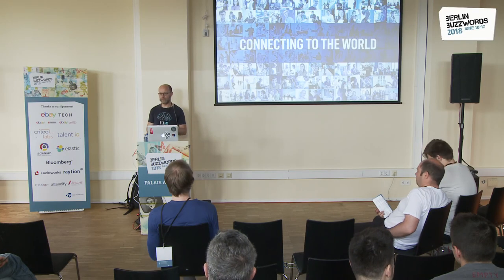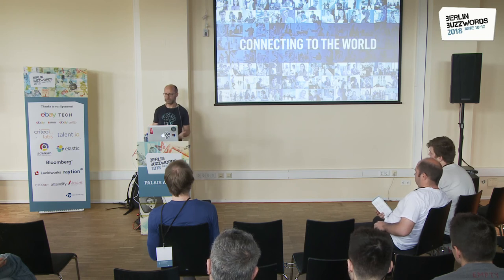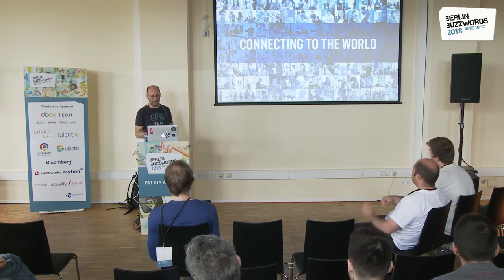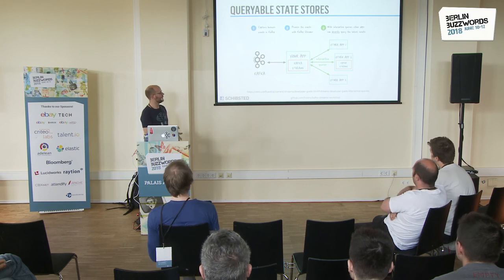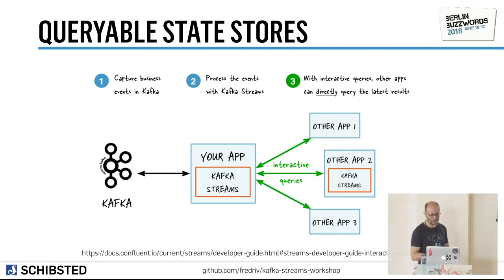Okay, all right, so we have the state store, but what can we do with it? Well, we can query it. You can include Kafka Streams in any regular Java application. So typically you will have an application with Kafka Streams embedded in it, and then you can query that using, for example, a regular REST API that you provide. And that REST API can query the internal state stores inside of your Kafka Streams app.